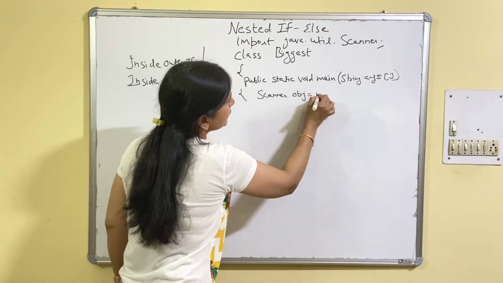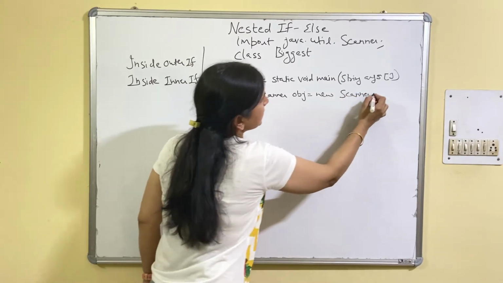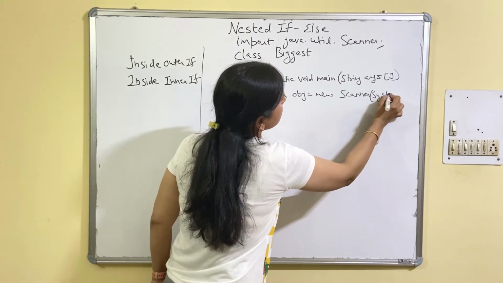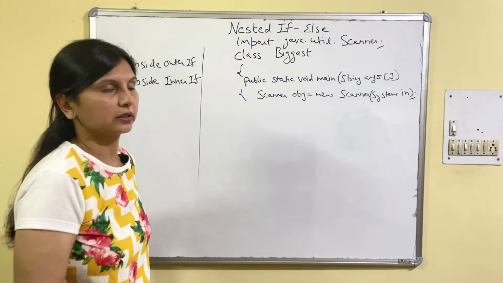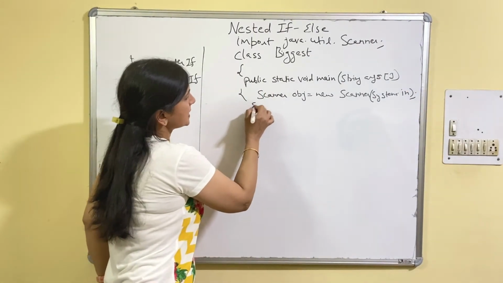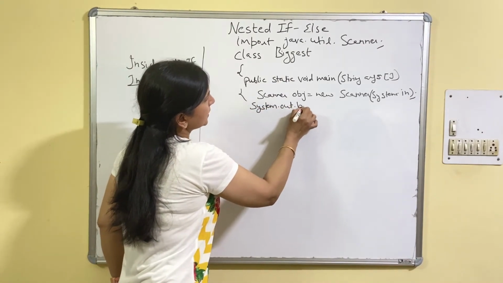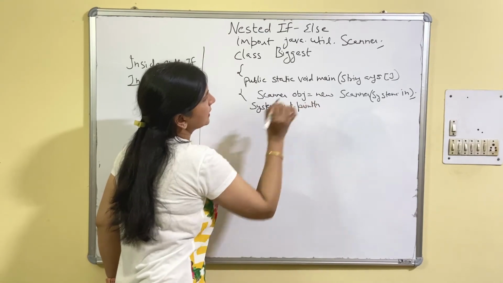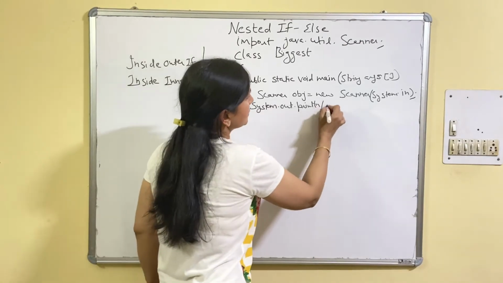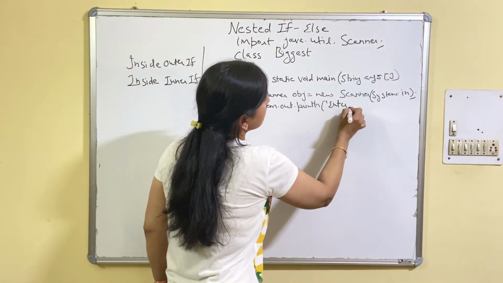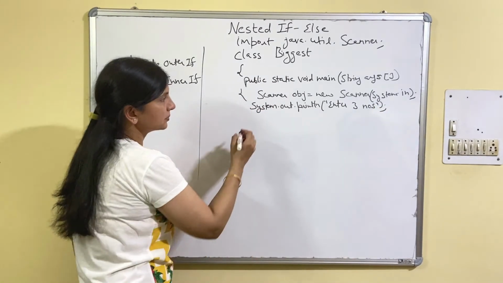Fine. Then we will create object of scanner class. Scanner obj equals to new Scanner, and then in brackets we will pass System.in and then semicolon. Fine. Then we will display a message System.out.println. So how many numbers we need? 3 numbers. So we give the message, enter 3 numbers.